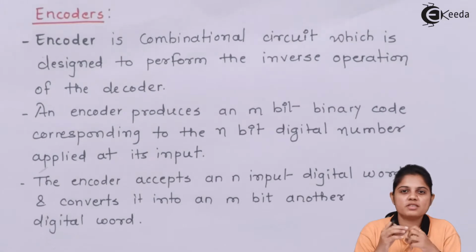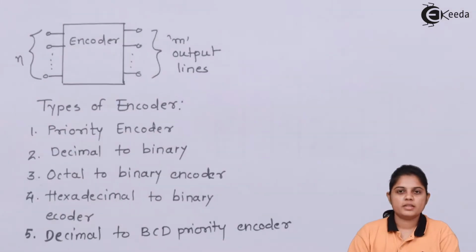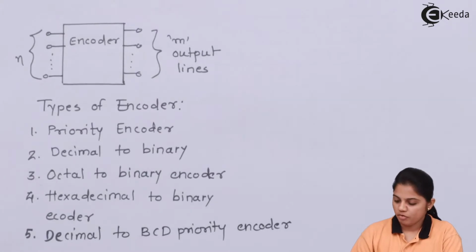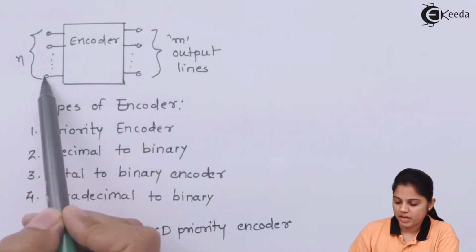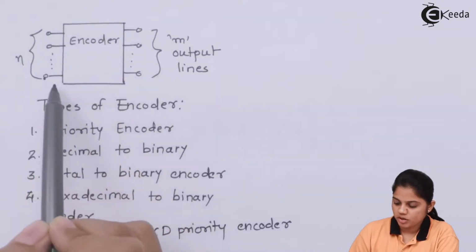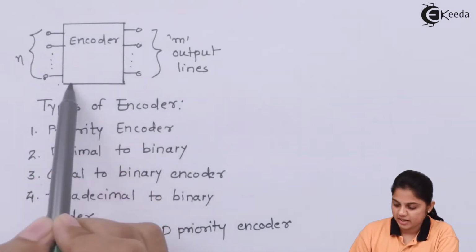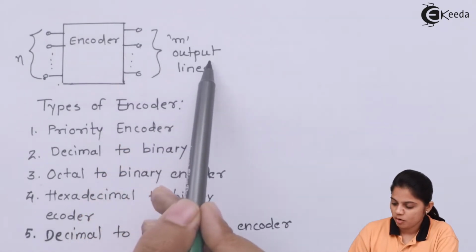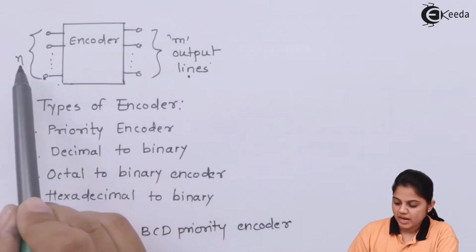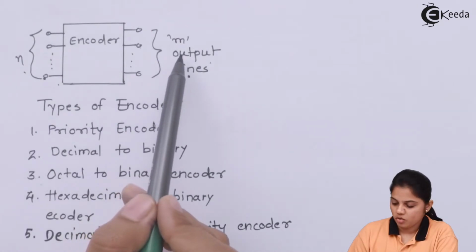So the form is not the same, it can be different for the input and output. The basic building block diagram of an encoder is like that. Here you can see you have n number of inputs. This is the encoder block which will encode the data, and the output will be produced accordingly. Here m output lines are given. So n and m can be any number.